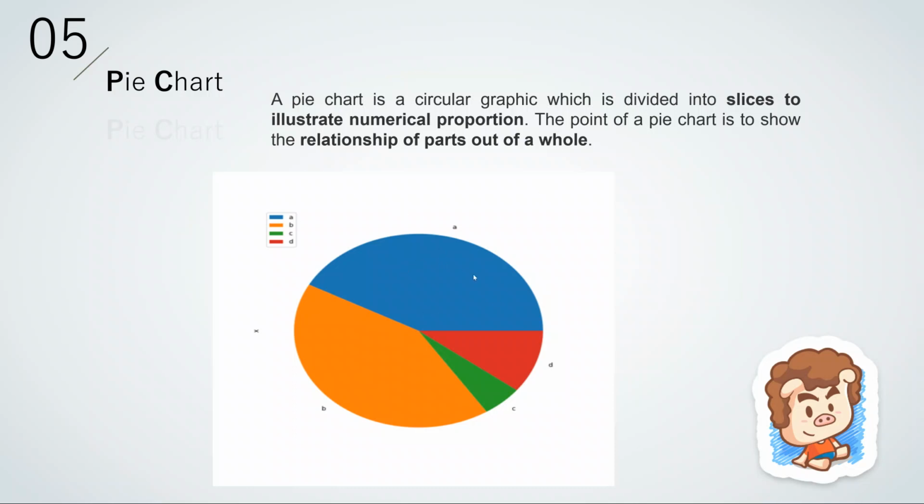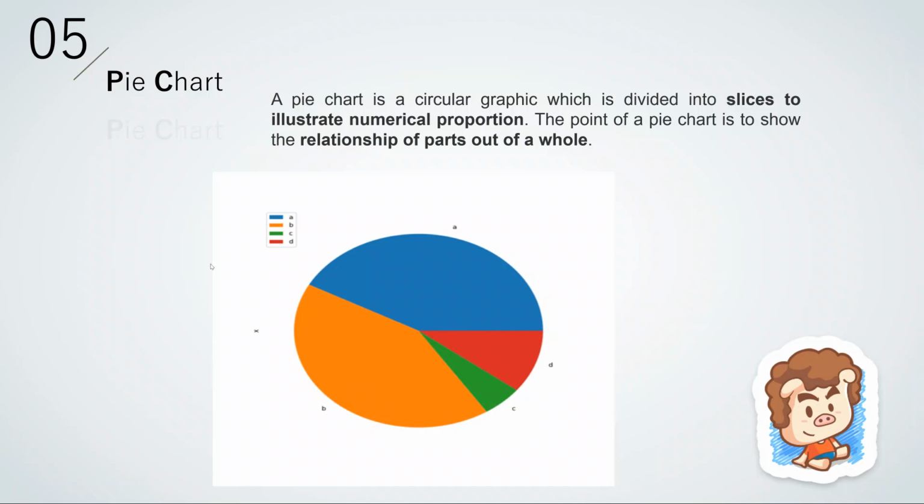So we have A, B, C, D, these different areas, each with a different color, and each area is proportional to how many data points of A are taken out of the whole. From this pie chart, we can see A and B take roughly the same amount, and together they take the majority of the chart, and C takes only the smallest proportion.